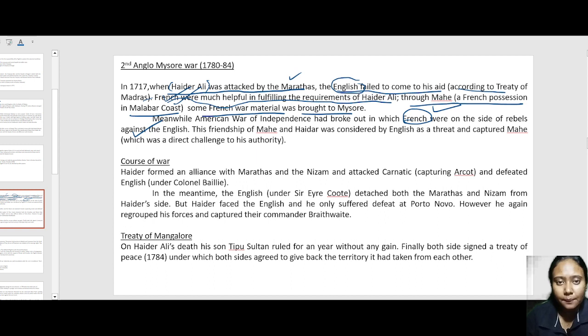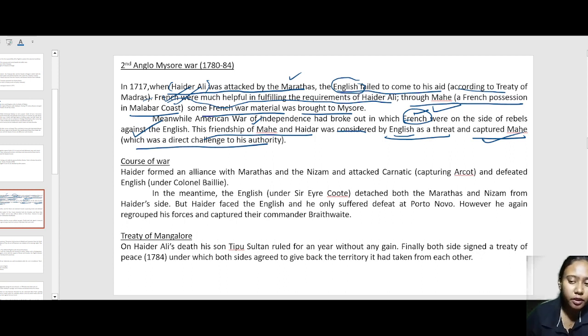So, the American War of Independence was happening on the other side of the world, in which the French were against the English. And in India also the scenario was the same. The friendship between the French at Mahe and Hyder grew gradually, as the French helped Hyder. The English considered this friendship a threat, and with it growing, they captured Mahe, which was a direct challenge to the authority of Hyder Ali.